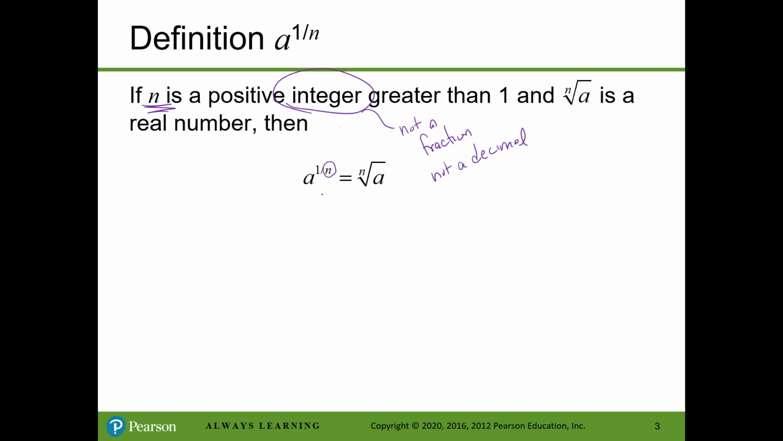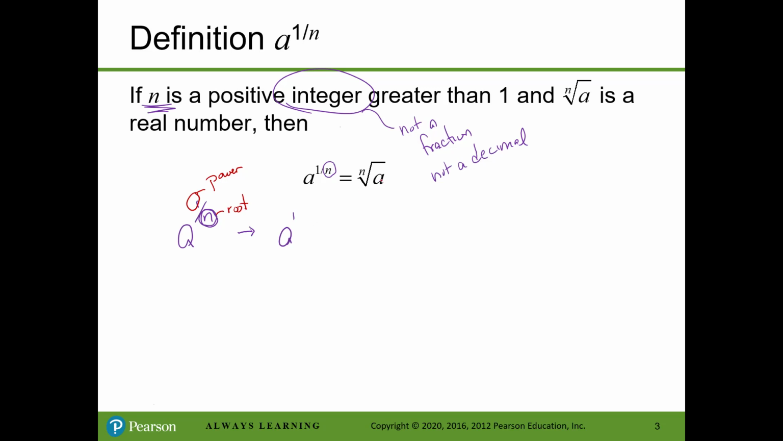Now, notice how they rewrote this, 1 over n. So let me back up a second. We know what it means to have a to the power of 1, don't we? That's just a, isn't it? But now I have a denominator, and this denominator is telling me something. So check this out a moment. The 1 is clearly telling you it is a power. The denominator is actually letting you know what the root is.